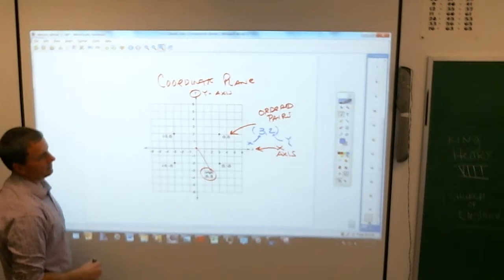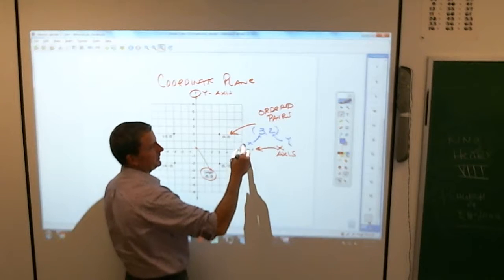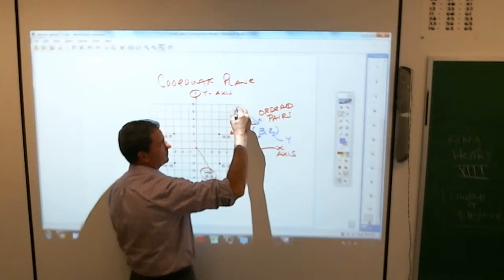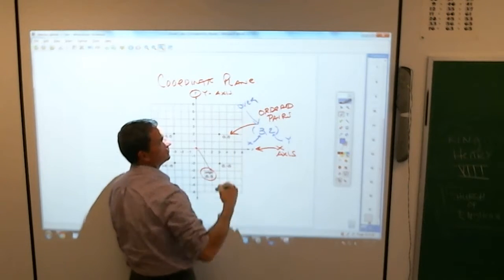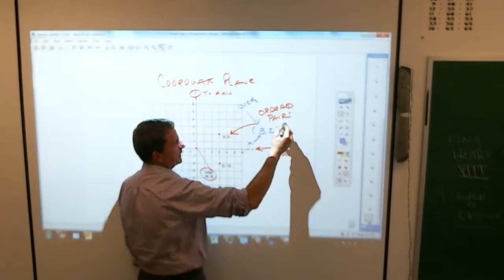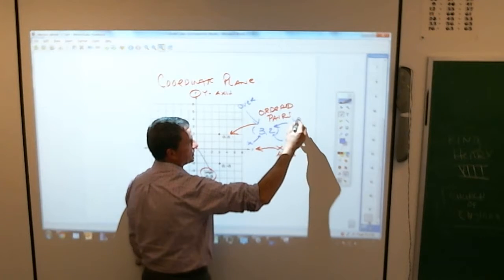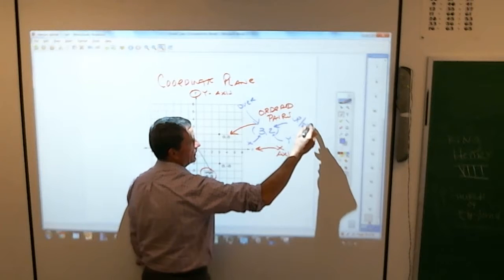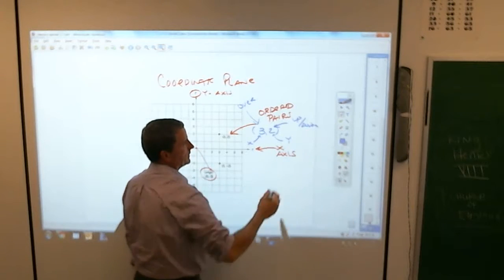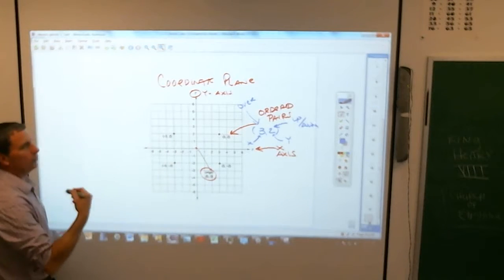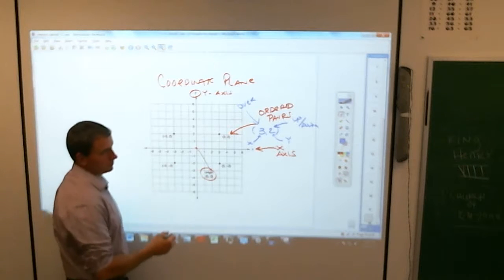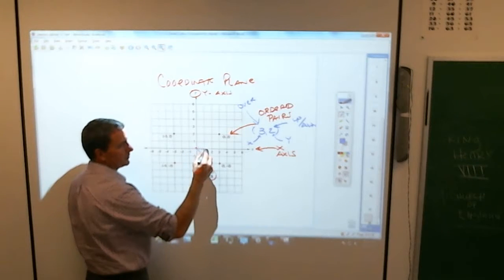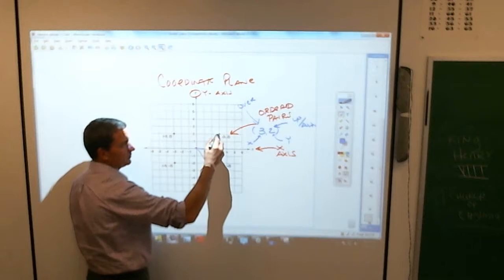You can also think about it like this. 3 is the over number, how far over you go. And the second number is how far up or down you go. If it's negative, you go down. If it's positive, you go up. So if the ordered pair is 3, 2, you go over 1, 2, 3, and up 2, and that's where that gets there.